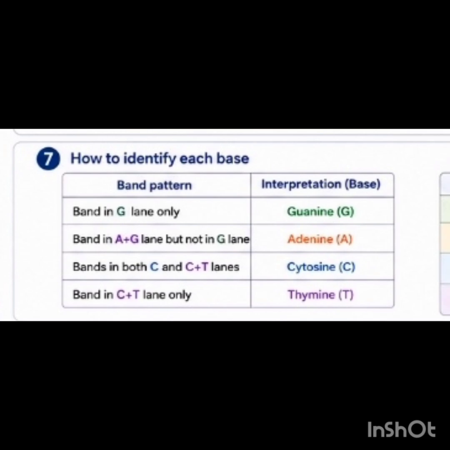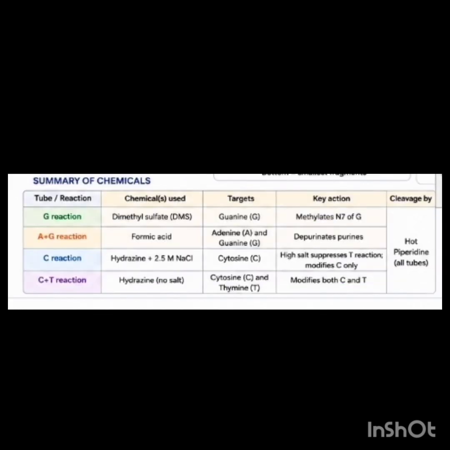A band in the G lane indicates guanine. A band in the A plus G lane but not in the G lane indicates adenine. A band appearing in both the C and C plus T lanes indicates cytosine, while a band appearing only in the C plus T lane indicates thymine.